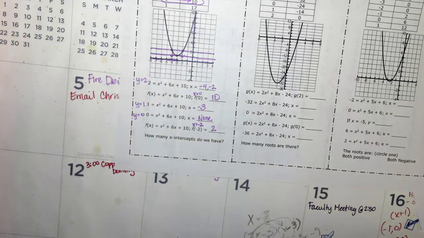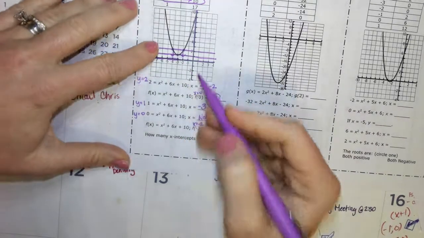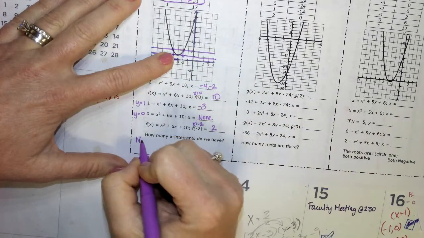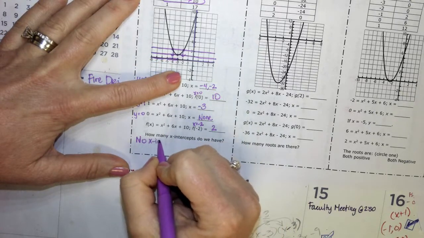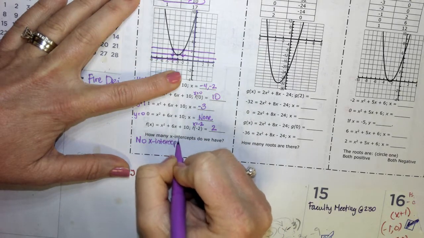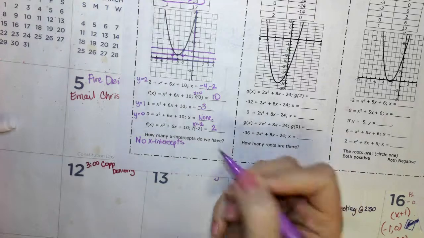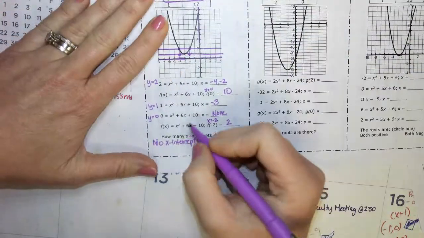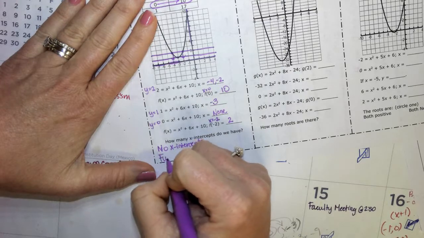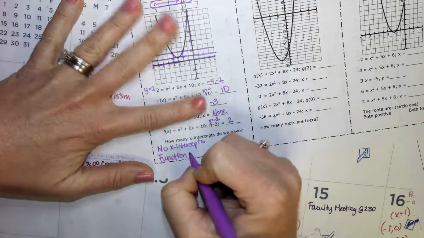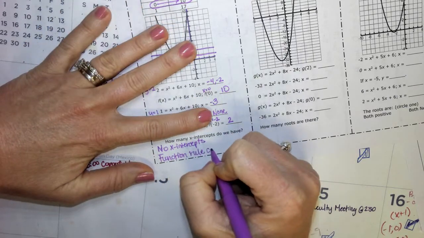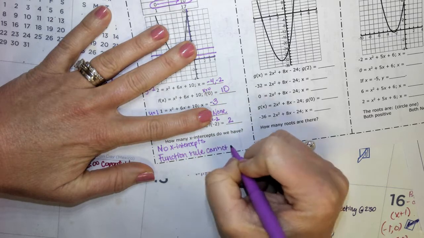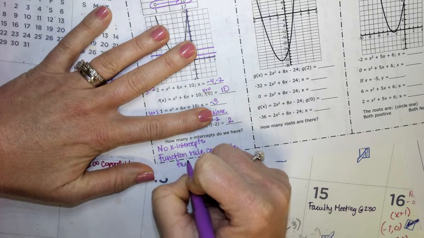Okay, so how many x-intercepts do we have? So we already concluded that we have none. So no x-intercepts. And when we don't have any x-intercepts, that means the function rule cannot be factored. So that's what we want to write here. Function rule cannot be factored.